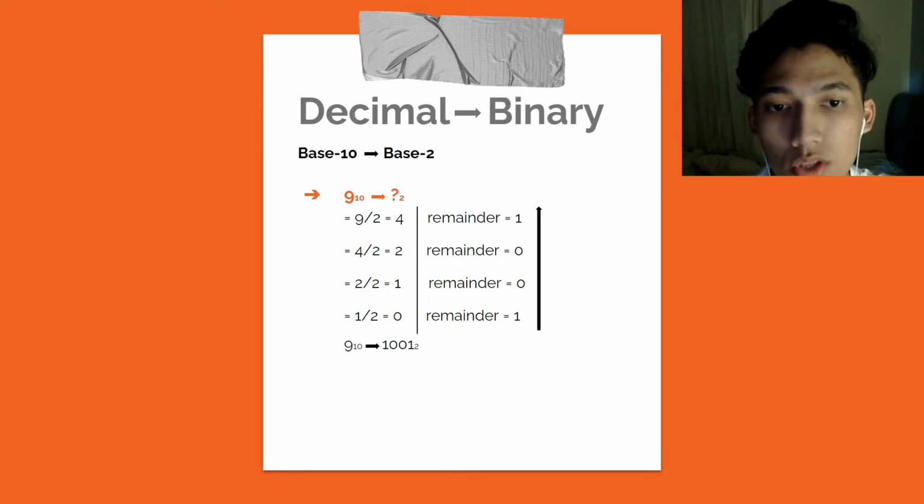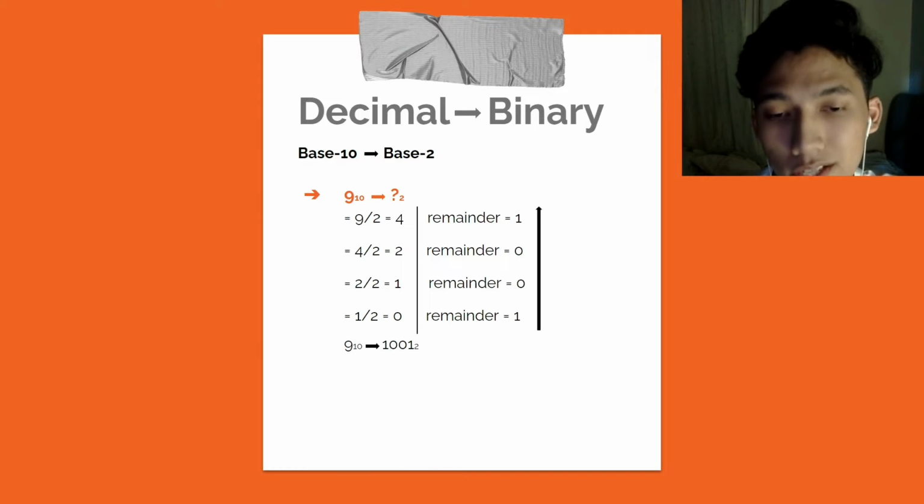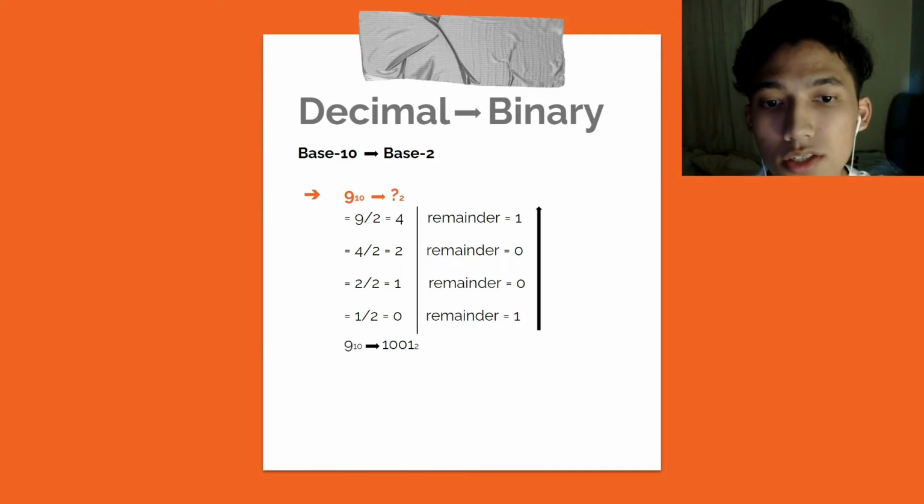2 divided by 2 is 1, so the remainder is 0. And then last but not least, 1 divided by 2 is 0, which is the remainder 1. And then we will compile the remainders from bottom to top, which is 1001, and that will be our final answer. Therefore, 9 base 10 is equivalent to 1001 in base 2.